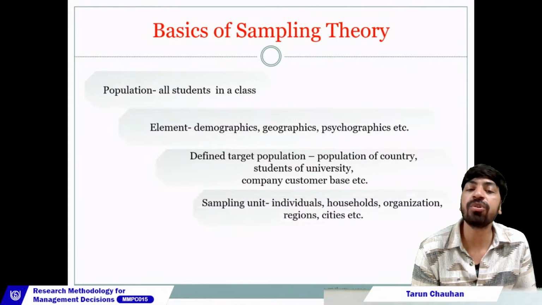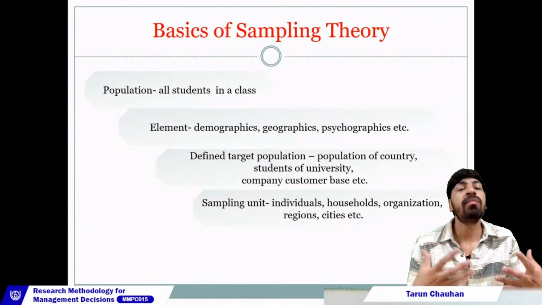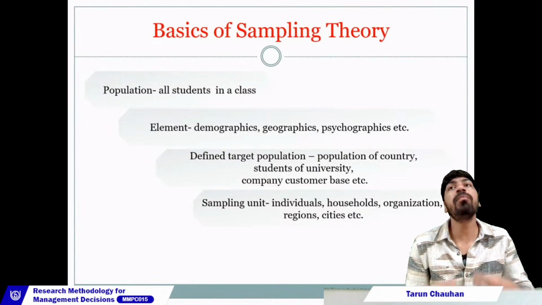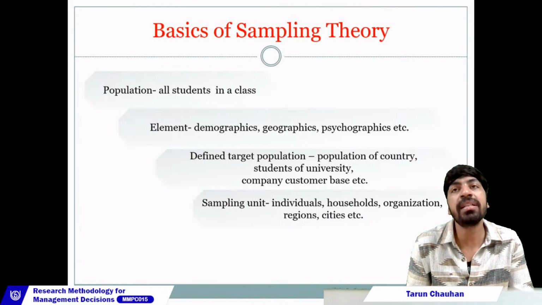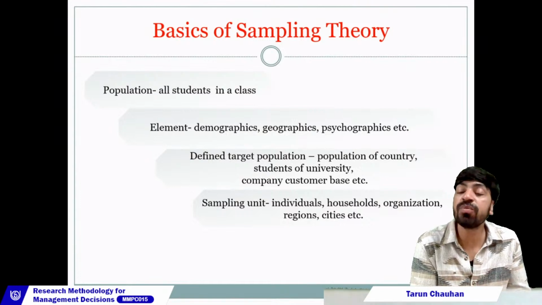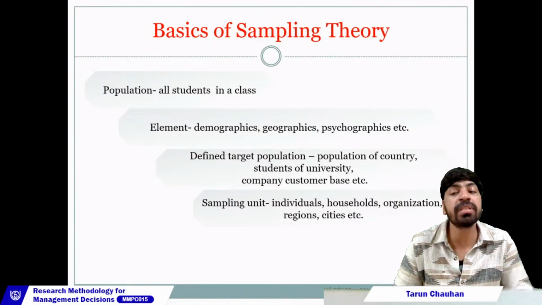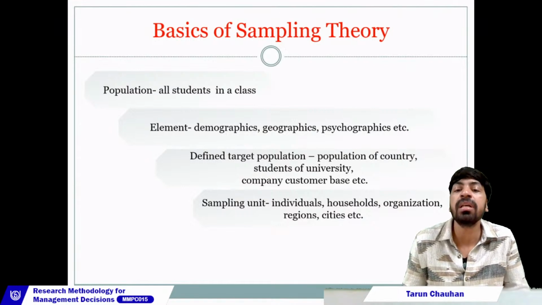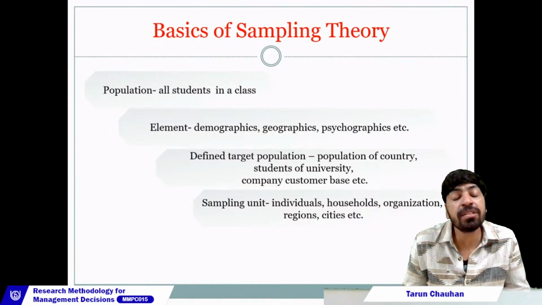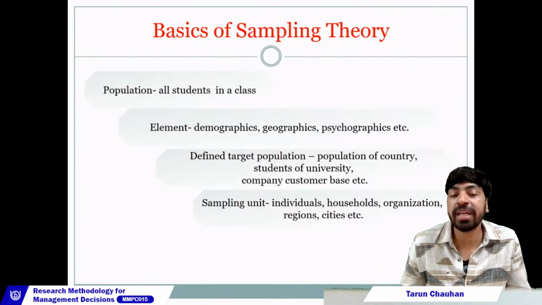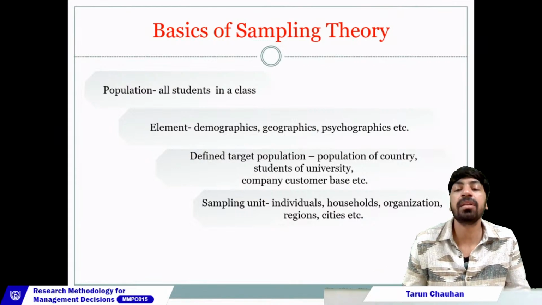Next is sampling units. The units are those from whom a particular researcher is willing to collect the data. It would be either individuals, households, organizations, regions, or cities. They are all called the units. That's called sampling units.